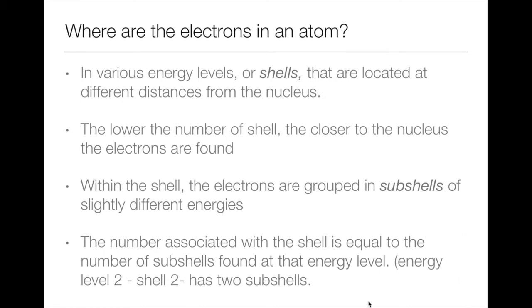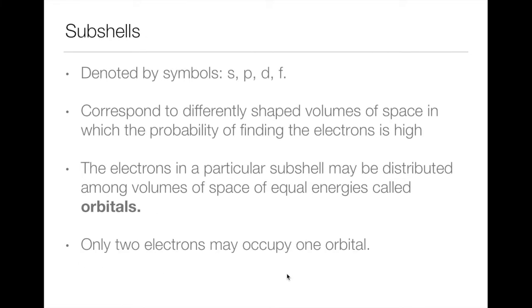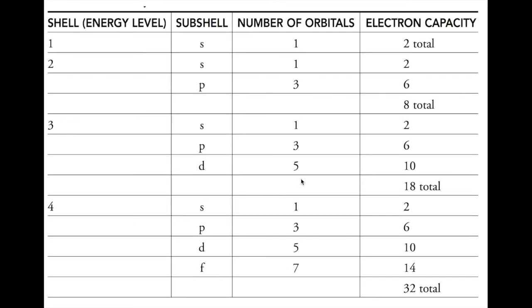I don't want you to know that now, because we will see how we can find the subcells. Okay. Now the subcells are denoted by the symbols S, P, D, and F. They correspond to differently shaped volumes of space in which the probability of finding the electrons is high. The electrons in a particular subcell may be distributed among volumes of space of equal energies, called orbitals, and only 2 electrons may occupy one orbital, and we will see why later. So the cell energy has certain subcells with certain orbitals. Okay.